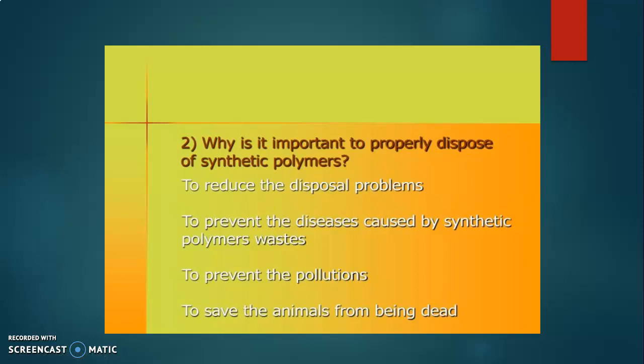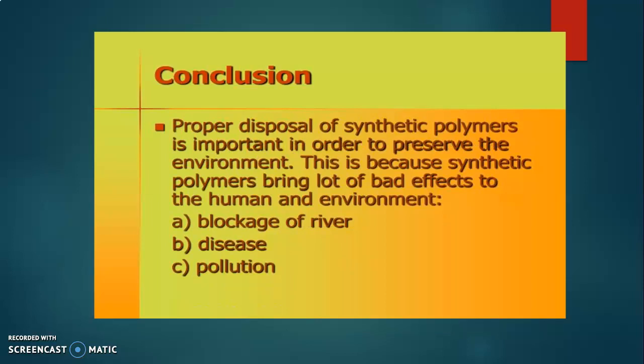Okay, why is it important to properly dispose of synthetic polymers? First, we need to reduce the disposal problem. Okay, there is an abundance of synthetic polymer which cannot be resolved. Also, to prevent the disease caused by synthetic polymer waste and to prevent pollution, to save animals from dying. Okay, for the conclusion, the proper disposal of synthetic polymers is important in order to preserve the environment. This is because synthetic polymers bring a lot of bad effects to humans and the environment, which are blockage of rivers, disease, and also pollution.